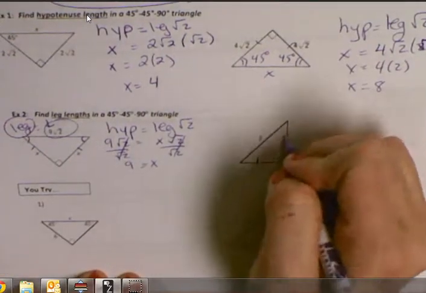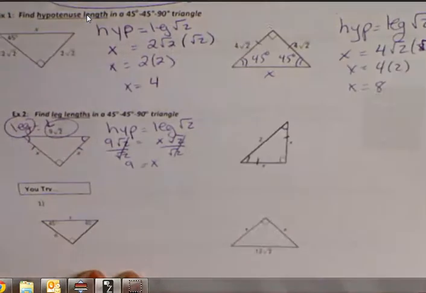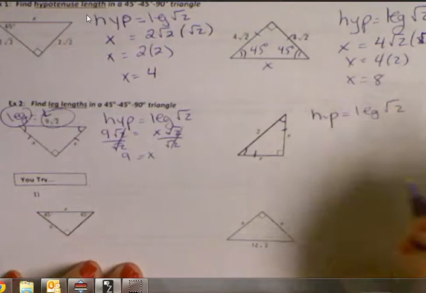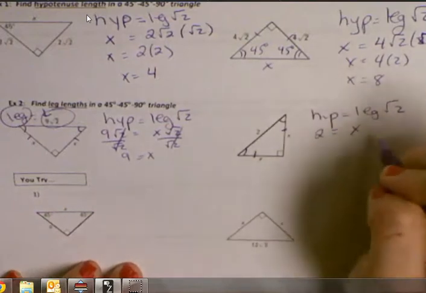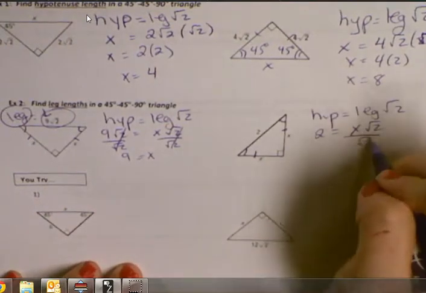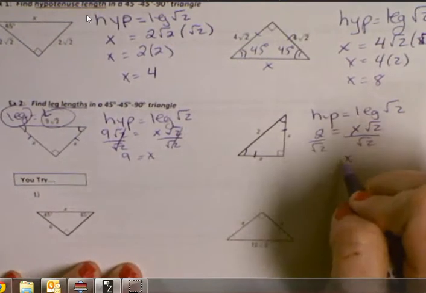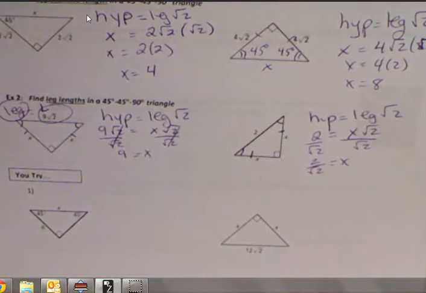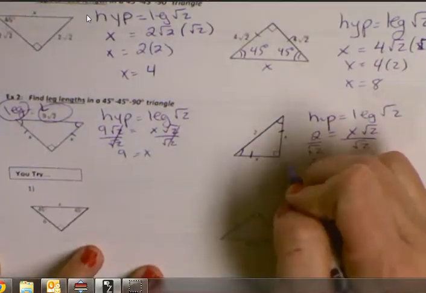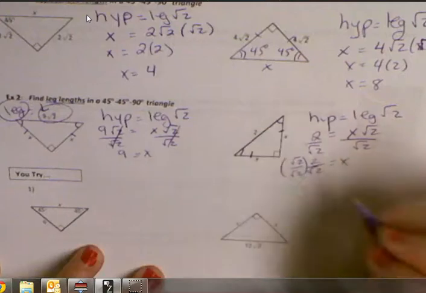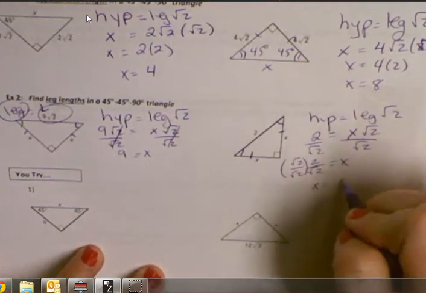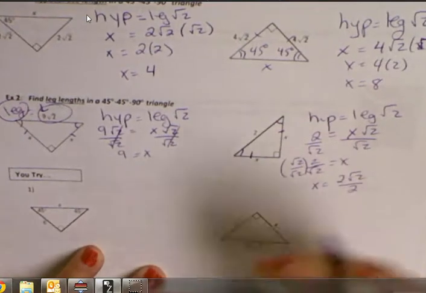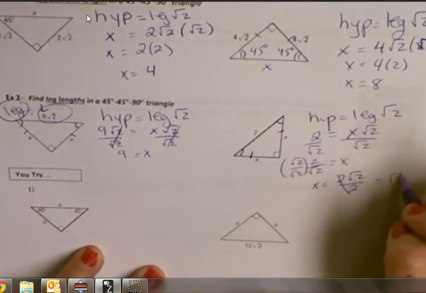I know my sides are congruent in this right triangle, so I know it's a 45-45-90. I know hypotenuse is equal to leg rad 2. Hypotenuse is 2, leg is x rad 2. Divide both sides by rad 2, and I'm left with x is equal to 2 over rad 2. I am not allowed to leave that radical in the denominator, so I need to multiply by rad 2 over rad 2. We know then that x is equal to 2 rad 2 over 2, and rad 2 times rad 2 is 2. But that can simplify down to rad 2.